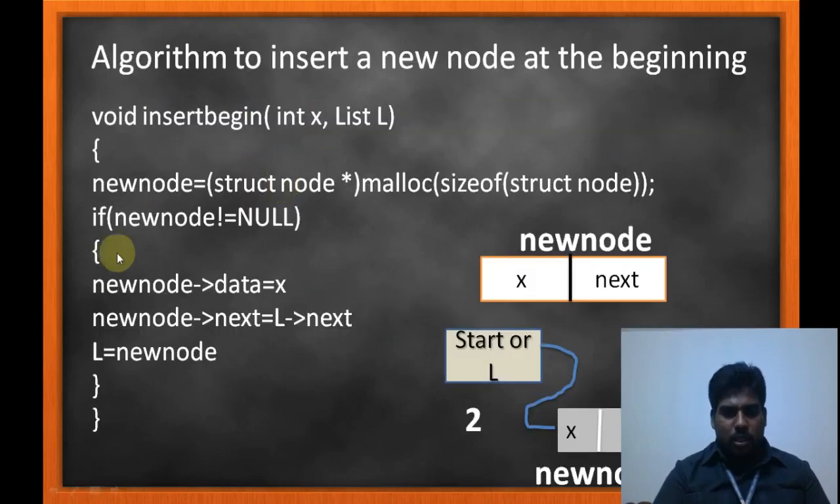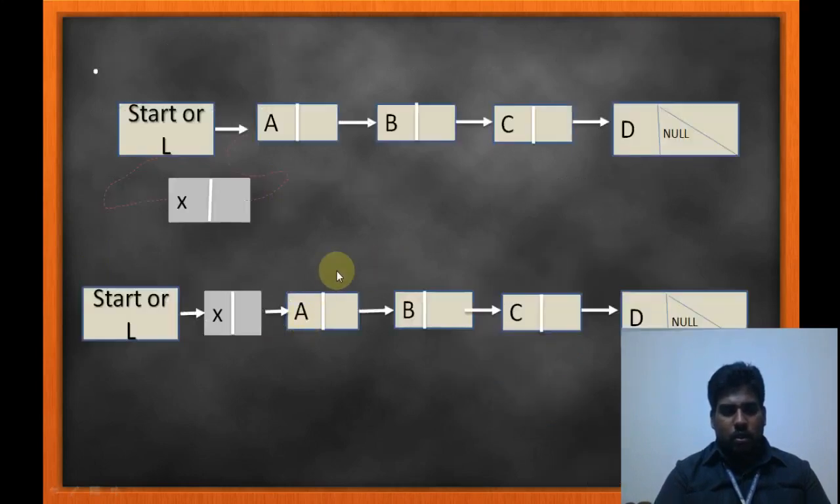Okay, new node next equal to L's next. So this is new node next equal to L's next. Then L is equal to new node. So this is the first node. Okay, all of you understood? So you have inserted the new node X at the starting position.